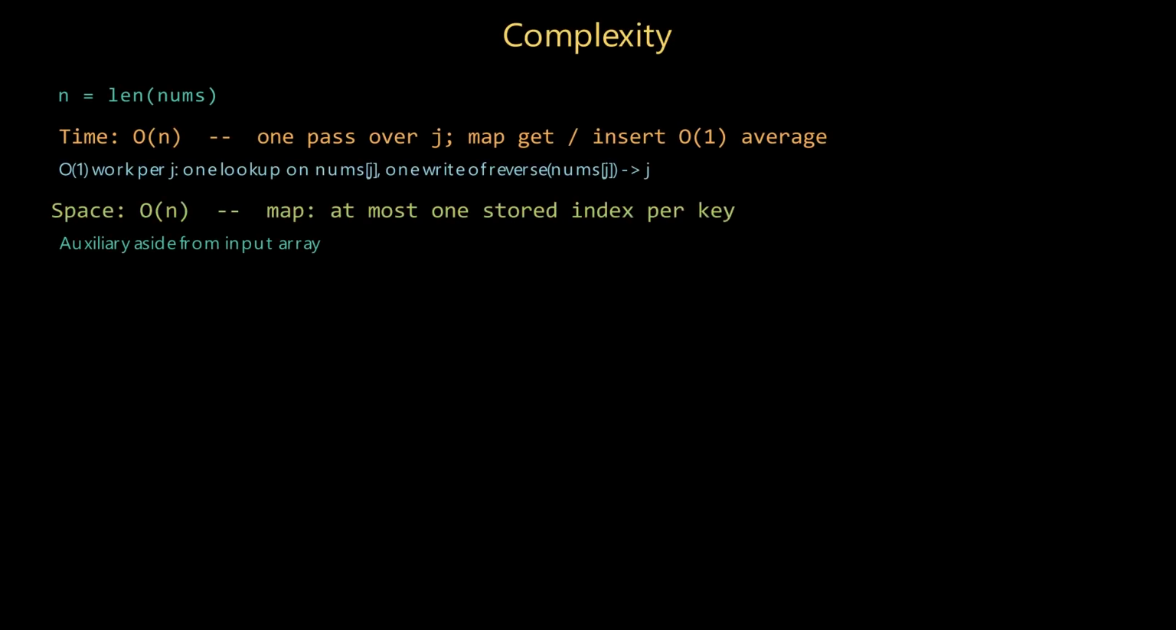Complexity. Let n be the length of nums. Time is O(n): one pass over j, constant map work per step. We only keep the latest index per reverse key, so no inner loop is needed. Space is O(n) for the map keys in the worst case.